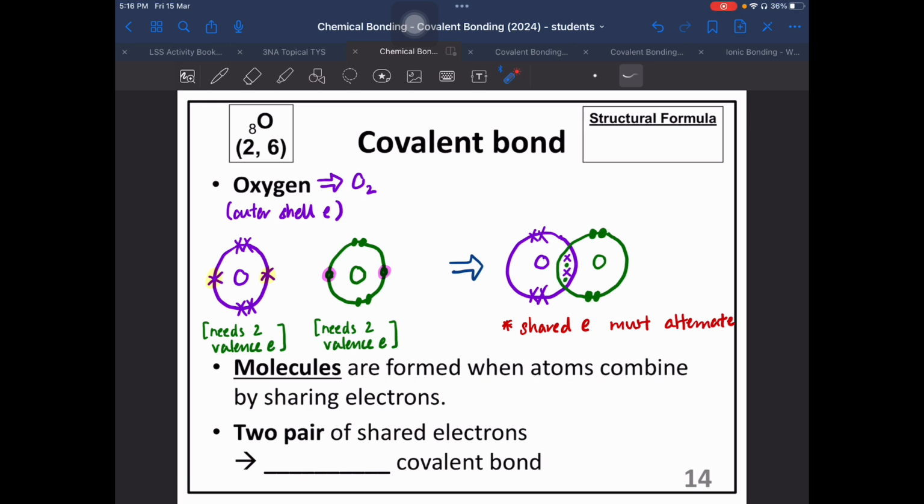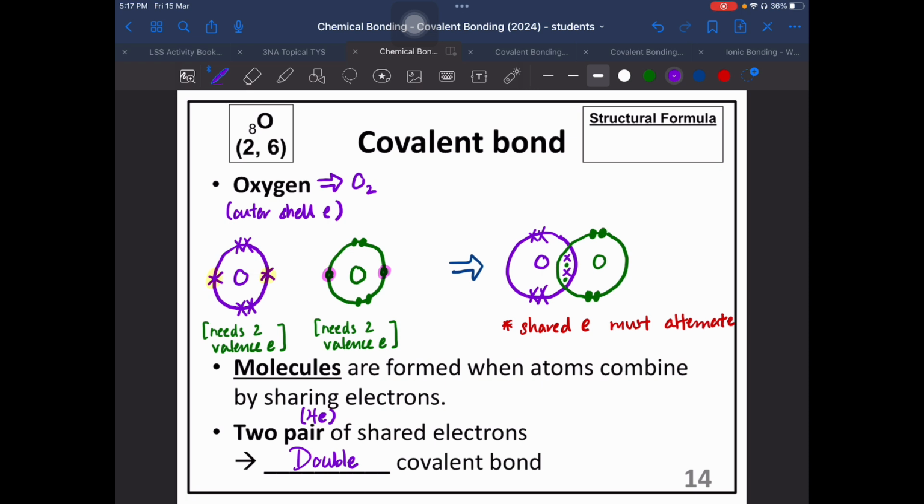So when this happens, you realize that now there's actually two pairs of electrons that are being shared. So you see four electrons in the middle area, right? And this is now what we call a double covalent bond. Just now you learned about single covalent bond, right? This is actually what I call double covalent bond because there's two pairs of electrons, which means that there's four electrons being shared.